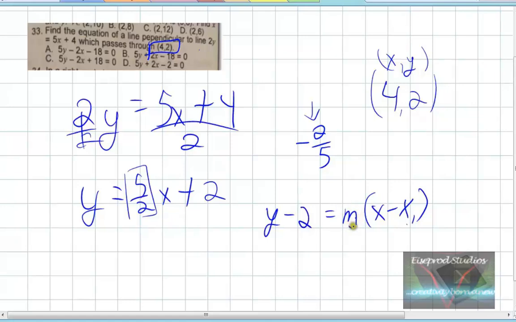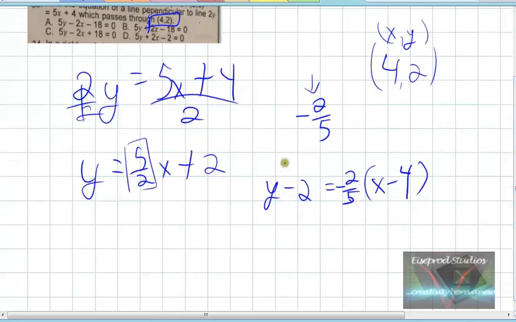Our slope, or our gradient, is what we figured out over here, negative 2/5. And this is going to change also to the x that they gave us, which is 4. Now I can solve for 0 to get it in the form that they have, and pick the right answer. So I'm going to multiply by 5 on both sides so that I can get rid of this fraction. So now I'll have 5 times (y minus 2) is equal to negative 2 times (x minus 4).